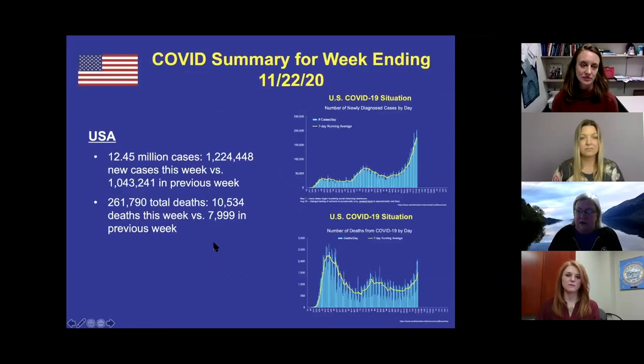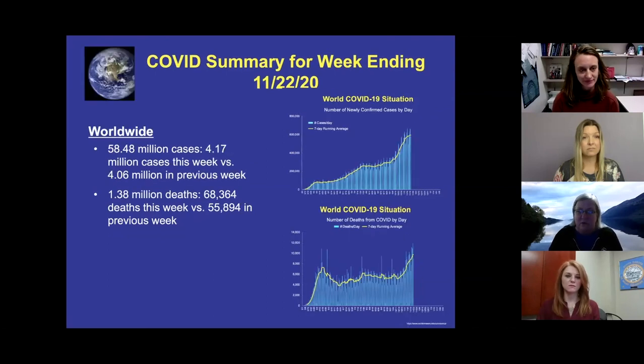In terms of the United States, here we have the number of cases per day. There have been 12.45 million cases, over 1.2 million new cases this past week, compared to about 1 million cases in the previous week. There have been about 260,000 deaths, 10,000 of those in the past week. We're right now having about 1,500 deaths a day in the United States. The 10,000 compares to close to 8,000 in the previous week.